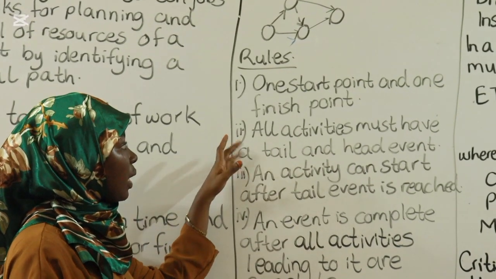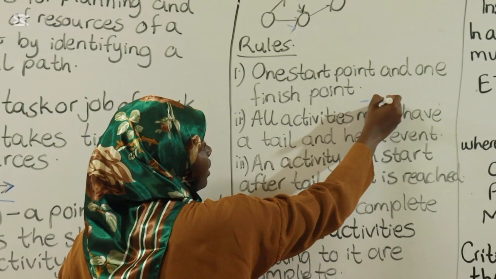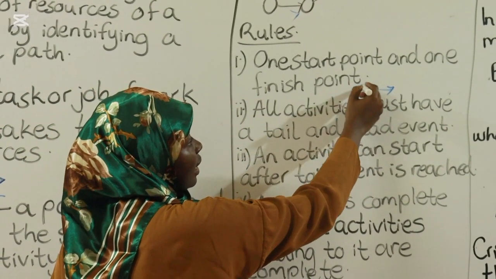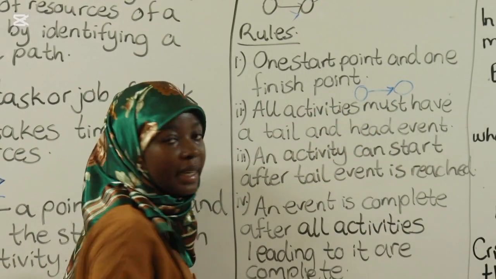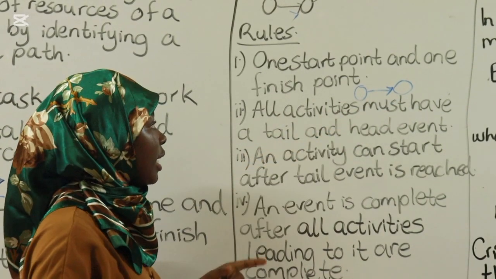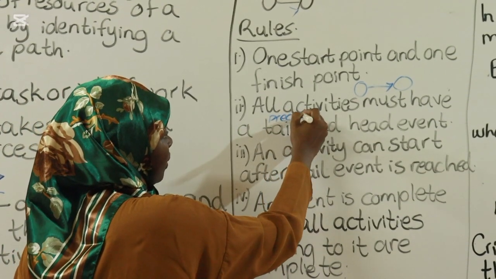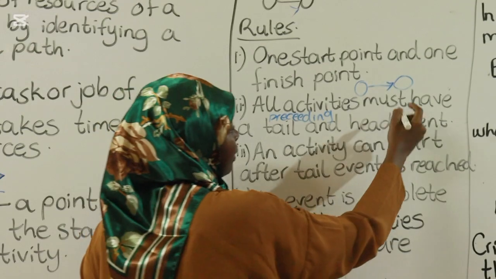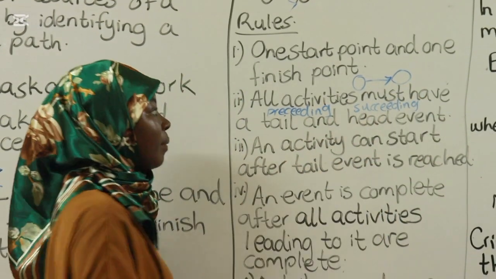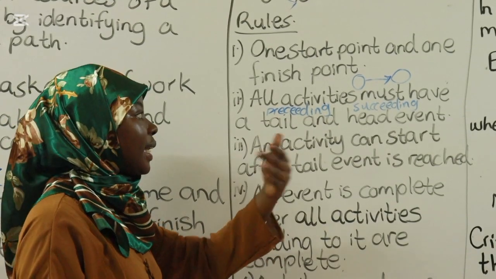The second rule is all activities must have a tail and a head event. We say this is an activity, so you cannot have a hanging activity. It must have a tail event and it must have a head event. Tail is what is behind it. Head is what is in front of it. Sometimes you can see the words preceding and succeeding. When you see the word preceding event, it means the tail event. When you see the word succeeding event, it means the head event.